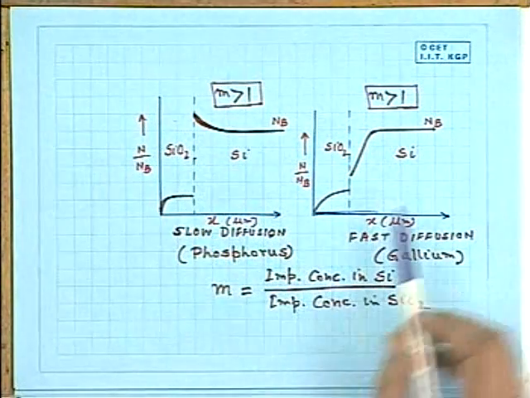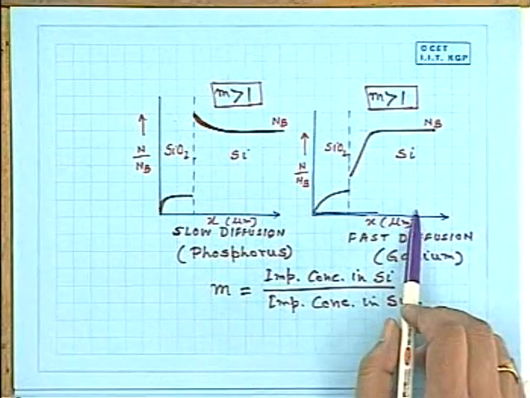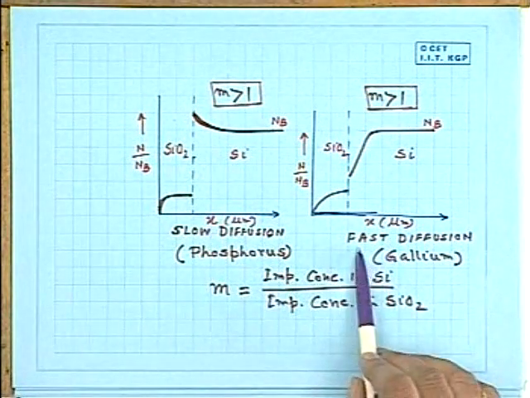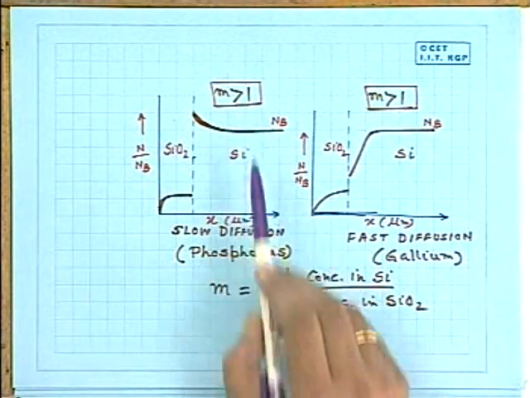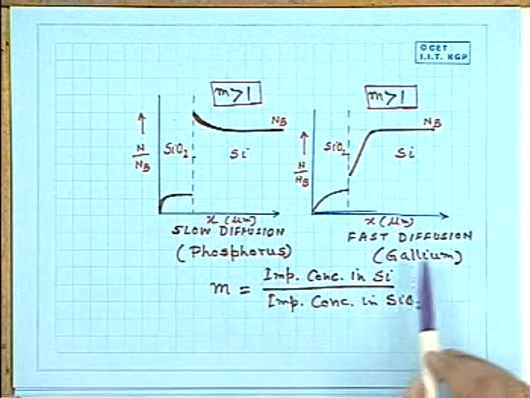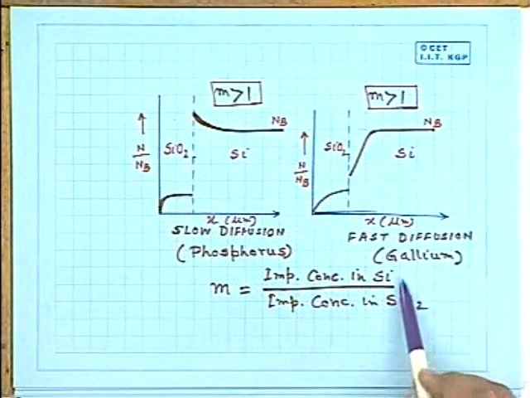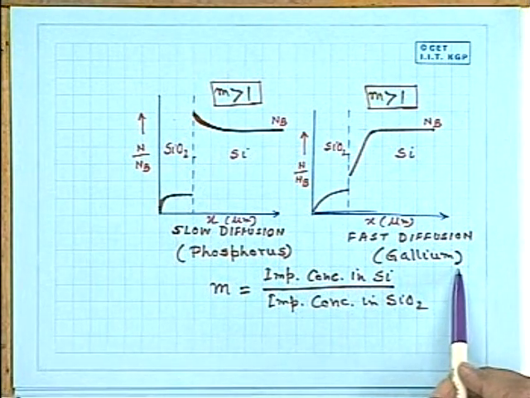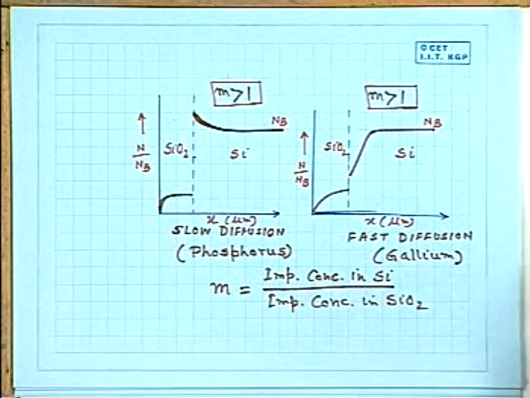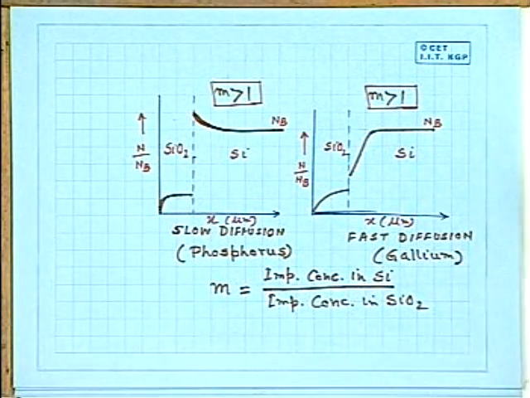And here again there are two phenomena. One is slow diffusion, the other is fast diffusion. Slow diffusion, m greater than 1, an example is phosphorus. Fast diffusion, m greater than 1, an example is gallium. And here you see how the impurity atoms redistribute during the drive-in process, where the silicon dioxide is also formed at the same time. The impurity atoms go deeper into the silicon bulk.